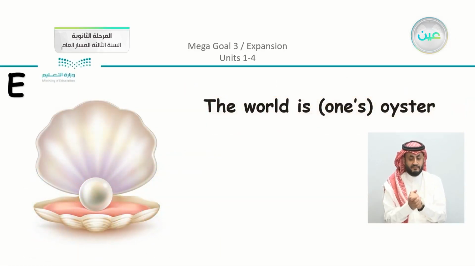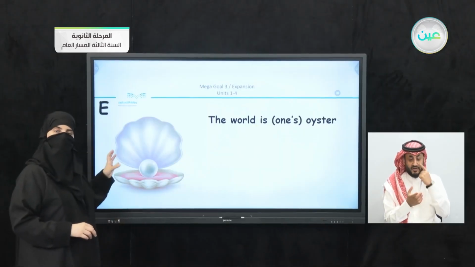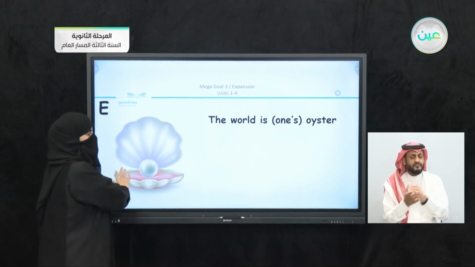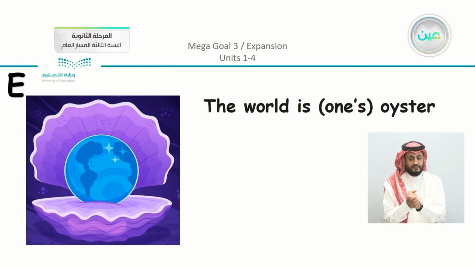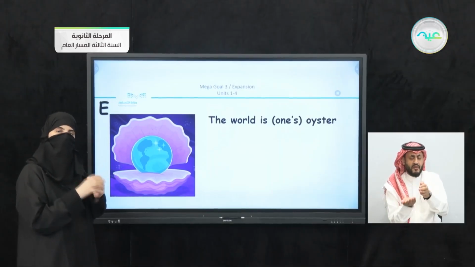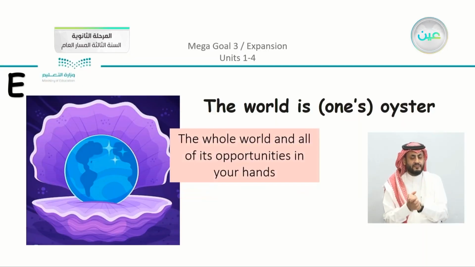The world is one's oyster. Now here you can say that there is an oyster and there is a pearl. So what is the resemblance? Now just imagine that the world is an oyster, or in the middle of an oyster here. Now what does this mean? We have here the meaning that the whole world and all of its opportunities are in your hands.